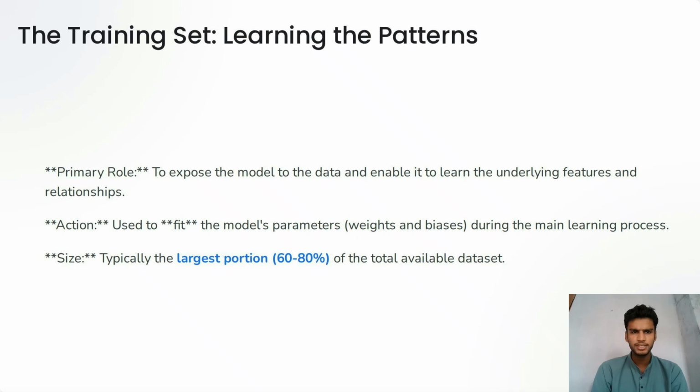The first set is the training set, learning the patterns. Primary role: to expose the model to the data and enable it to learn the underlying features and relationships. Action: used to fit the model's parameters, weights and biases during the main learning process. Size: typically the largest portion, 60 to 80% of the total available data set.